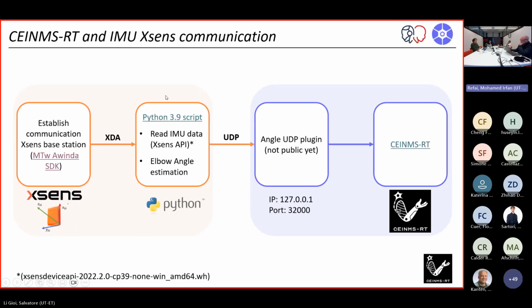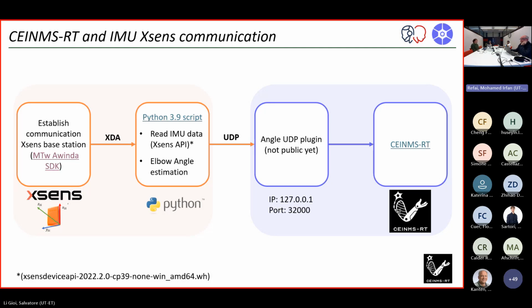Once that is done, there is another Python script which is able to read the IMU data by using this Python library that you have to install in Python 3.9, and this is provided in the SDK. The script also estimates, in this case, the elbow angle.